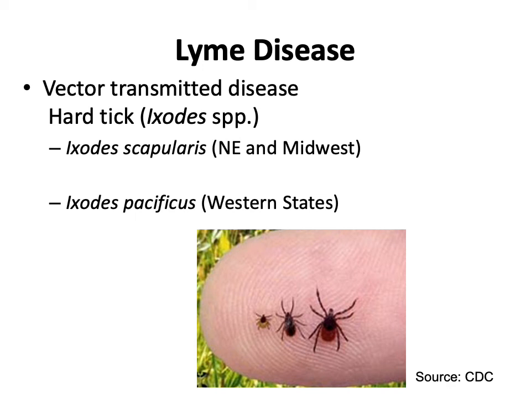The same vectors and hosts of Lyme disease are also susceptible to other diseases. For example, the parasitic disease babesiosis is transmitted by Ixodes scapularis, and the rickettsial disease ehrlichiosis is transmitted by Ixodes pacificus.